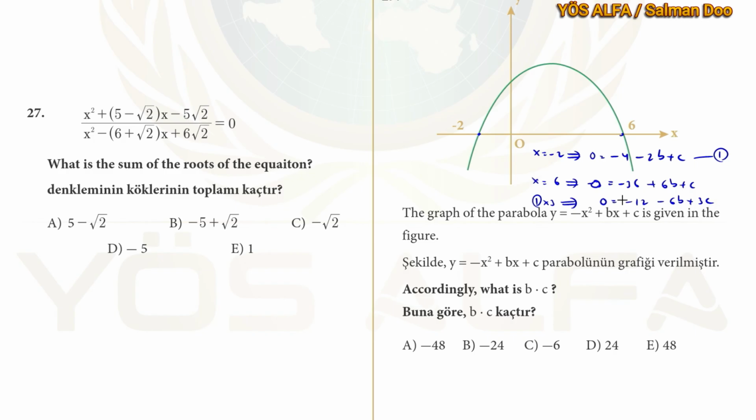Now let's sum them up. 6b and 6b cancel out each other. So we have 4c is equal to 48. From here c is 12.